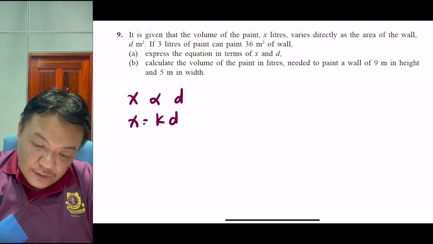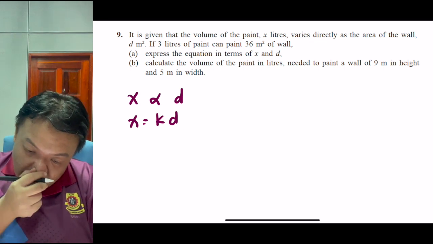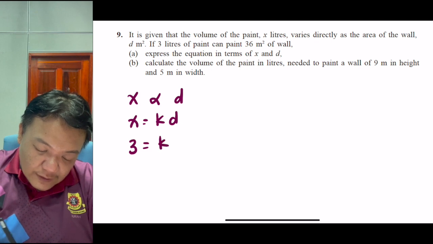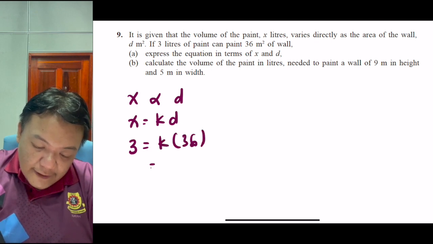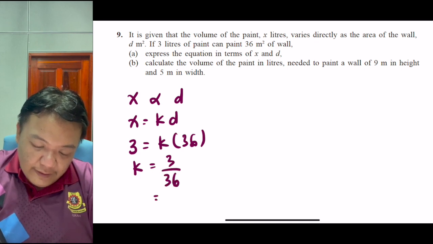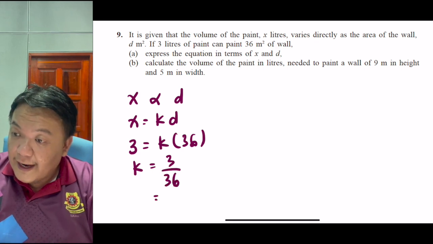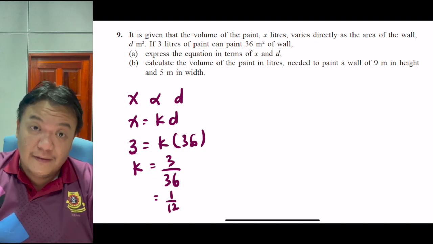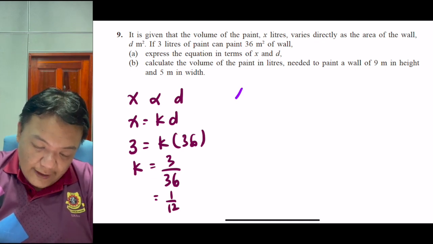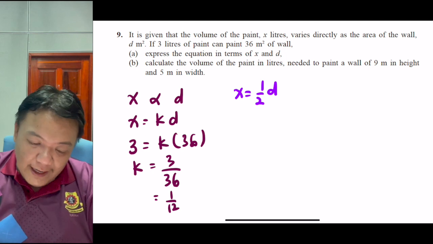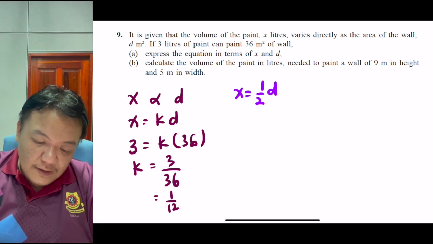Okay, so just now x is liter, right? So 3 liters is equals to k times 36. So k is equals to 3 over 36. You will get 1 over 12. Then substitute back the value. You will have the equation of x is equals to 1 over 12 d. That's it. Okay, and then so this is A.